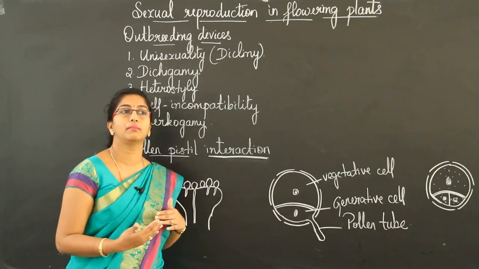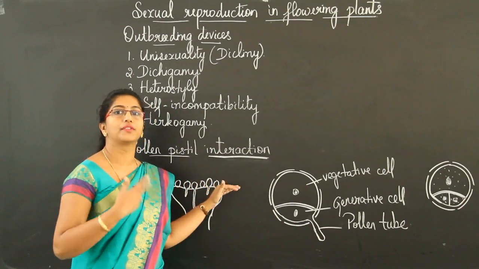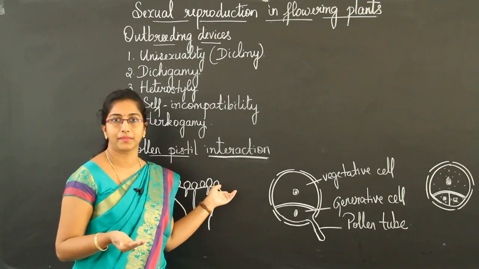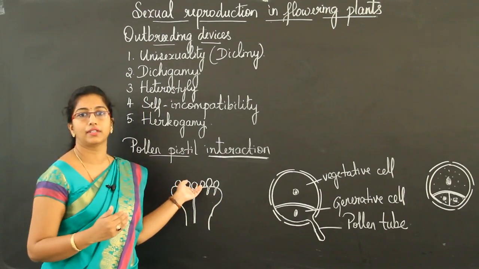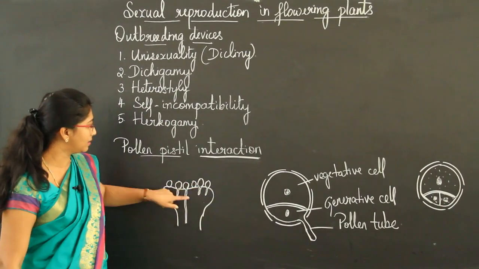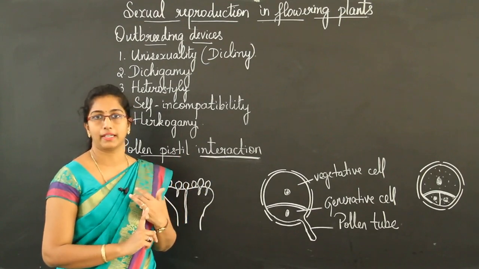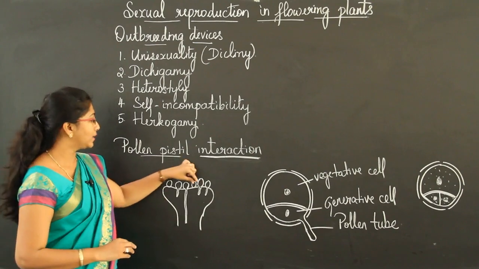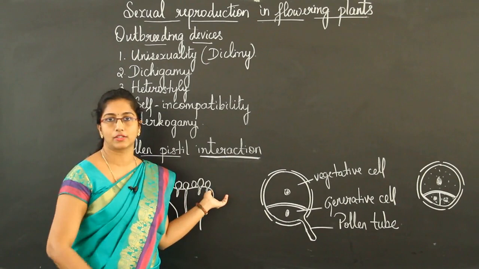Now what do you mean by rejection? Rejecting means these pollens of the wrong type will not be allowed to germinate. When we say it is not allowed to germinate, it means it will not be allowed to produce the pollen tube. Now you can see here these are all germinated. If it is of the wrong type, it will not be allowed to produce the pollen tube, or it may just begin to produce the pollen tube, but the growth of the pollen tube will be stopped.